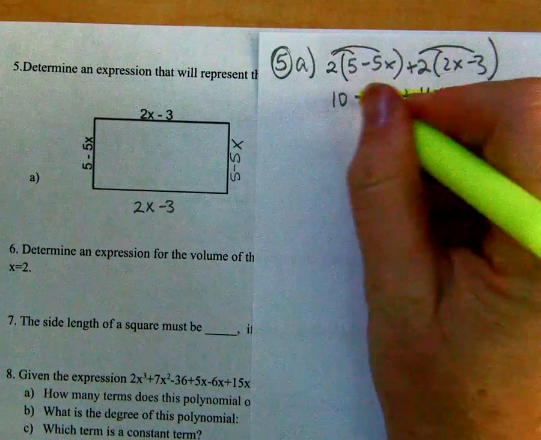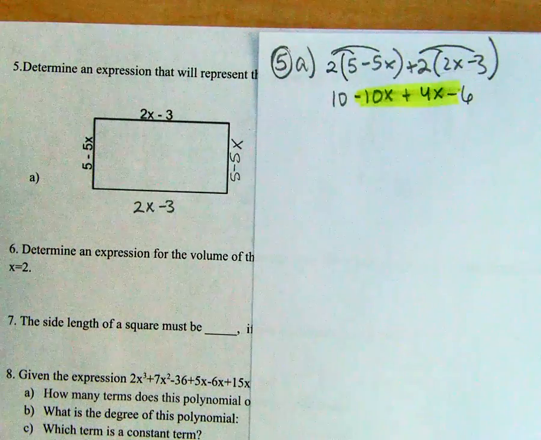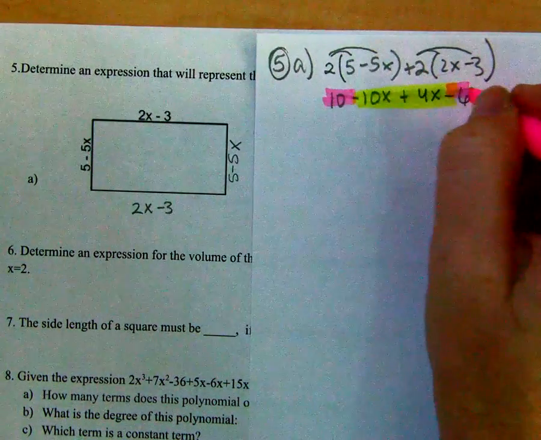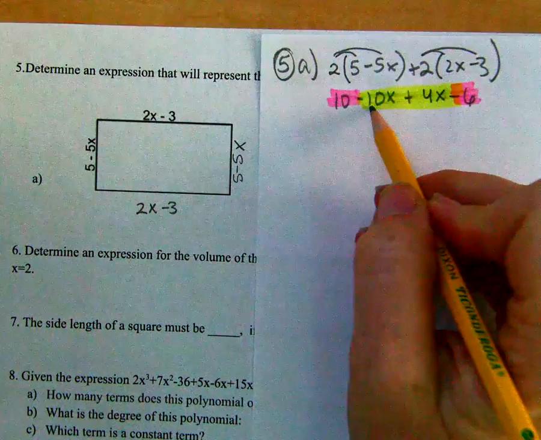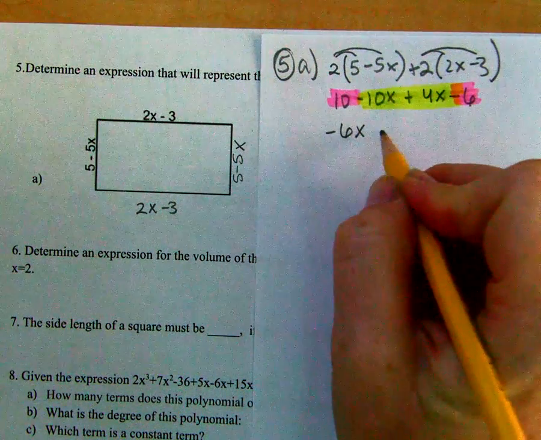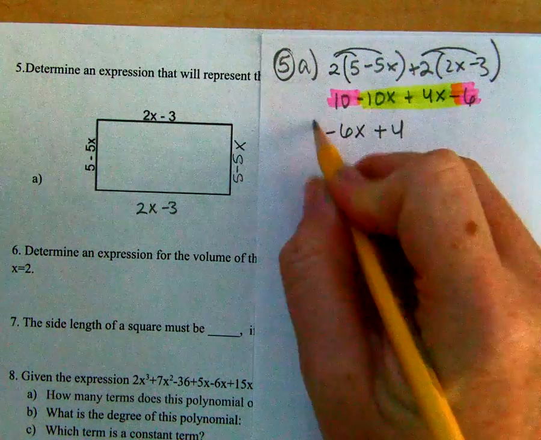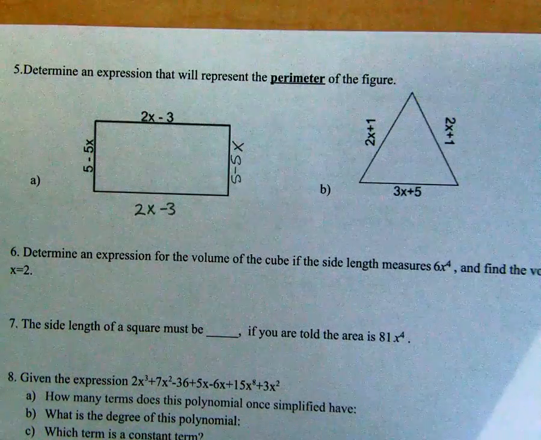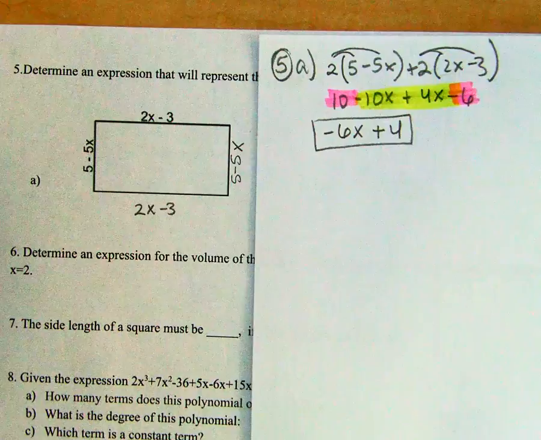So I have a negative 10x and a positive 4x in the middle here. And then on the outside, I have my constants, 10 and negative 6. So when I combine negative 10x and positive 4x, that gives me negative 6x. And then when I combine 10 minus 6, I get a positive 4. Okay, and then, it doesn't tell me I have to find just an expression, so I can stop there.